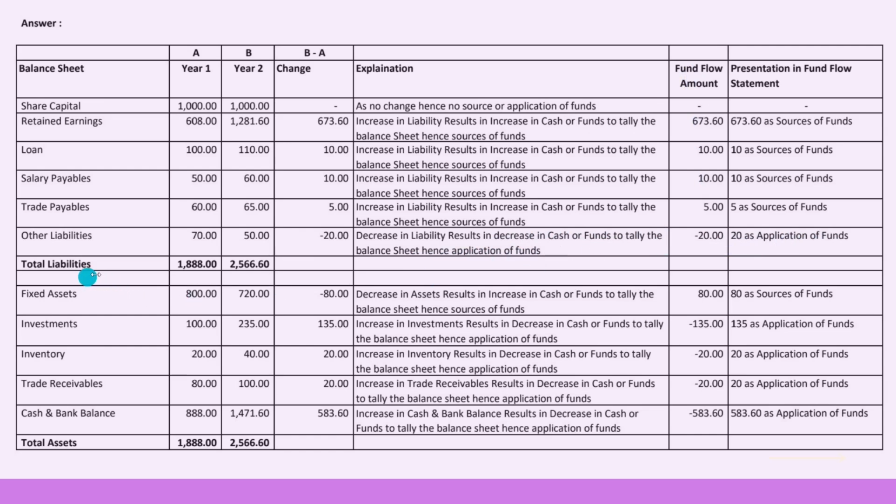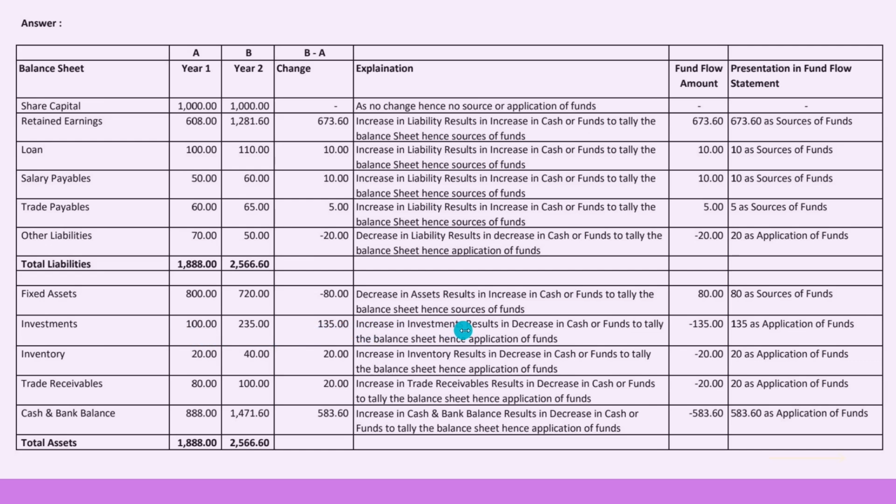Thus we have finished the liability side. Now let us go to the asset side. Fixed asset 800 becomes 720, so minus 80 is the change. So a decrease in assets results in an increase in cash or funds to tally the balance sheet, and hence sources of funds. So the fund flow amount is 80. Even though it is written as minus 80 here, the fund flow amount is 80 and 80 as sources of funds. Investments become 235 from 100. So the increase in asset is 135.